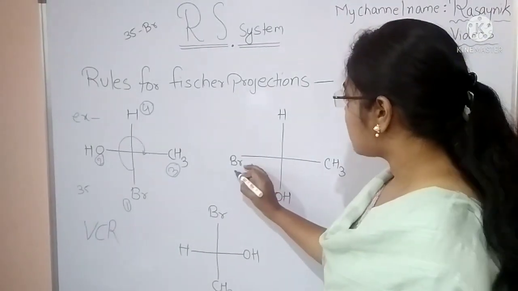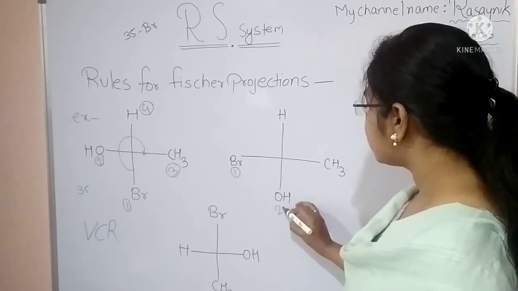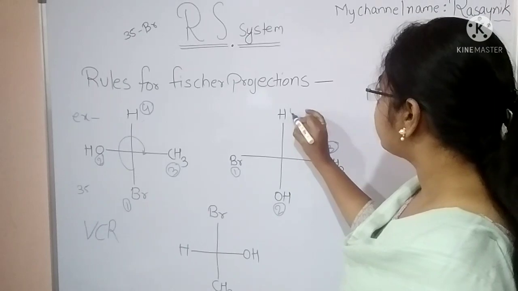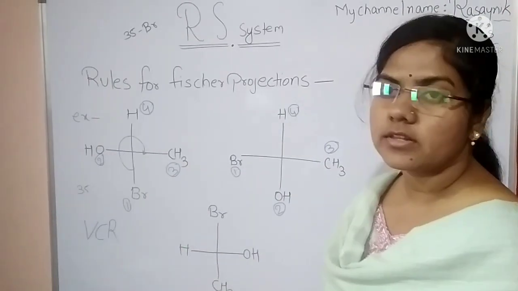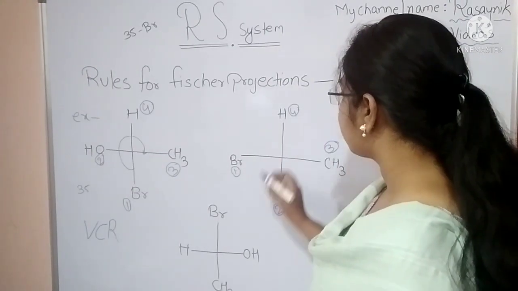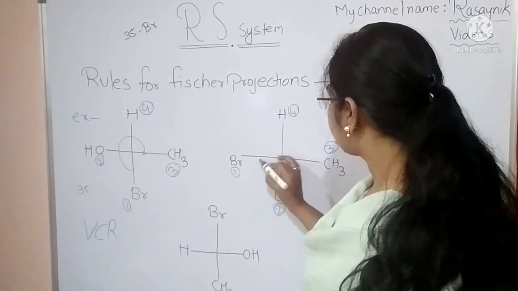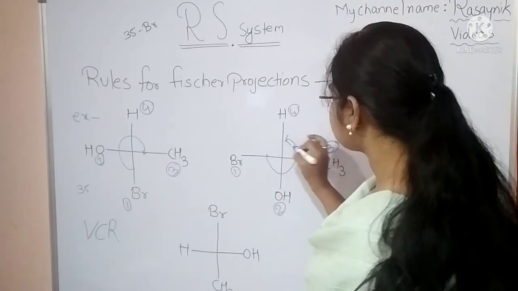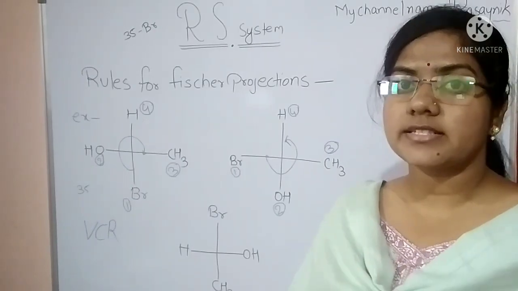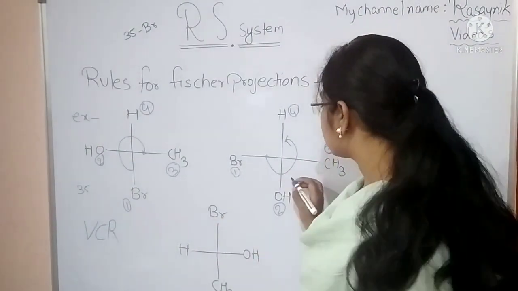Now Br will get first priority, second priority OH group, third priority CH3 group, and the fourth priority is given to hydrogen. Then how will it rotate? From this side, which direction is this? Anti-clockwise direction.